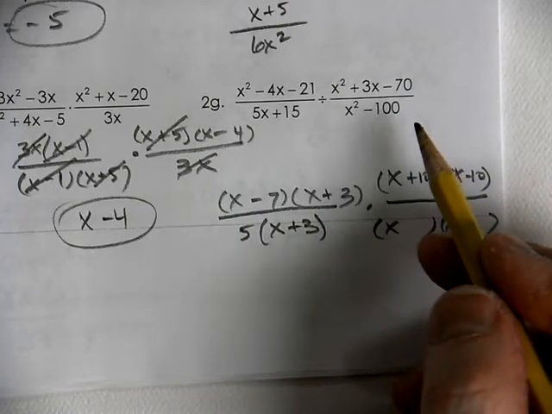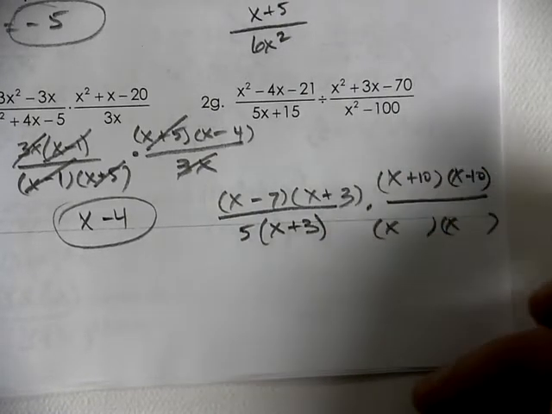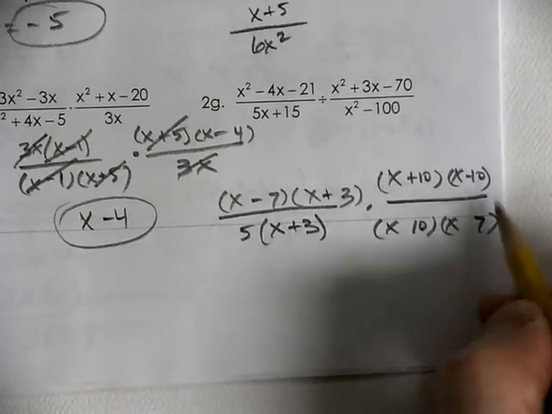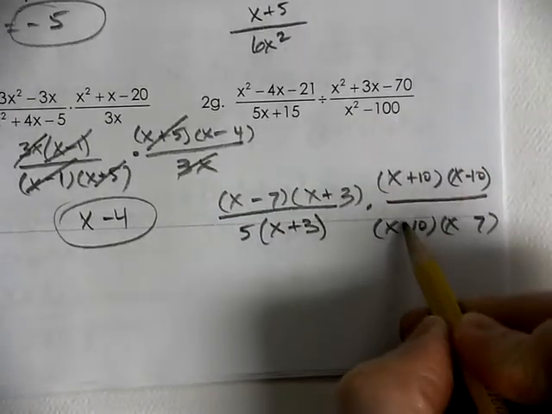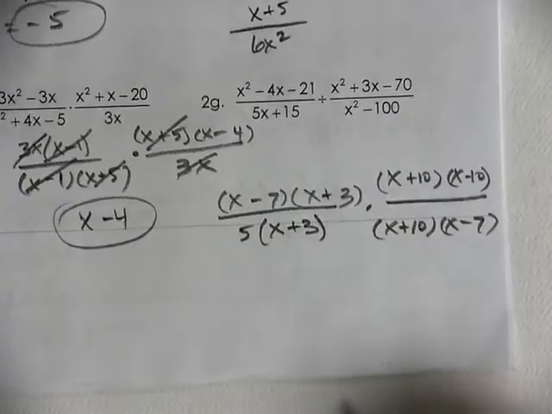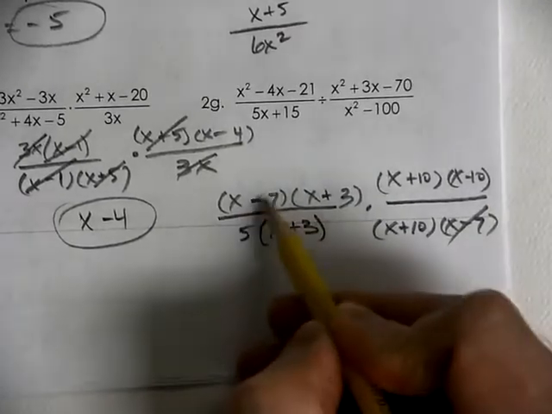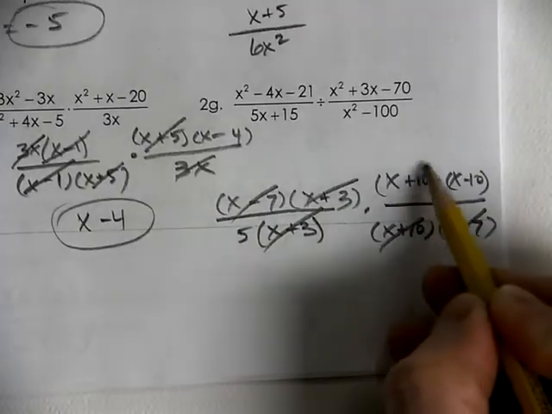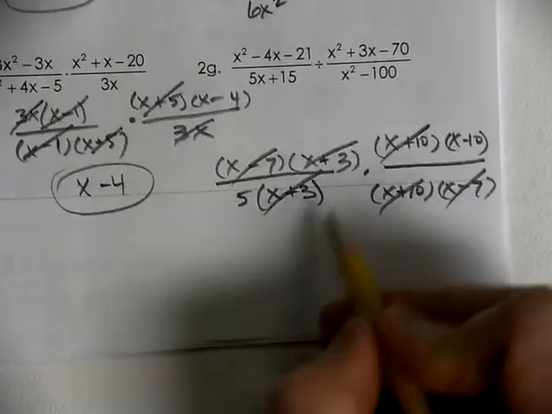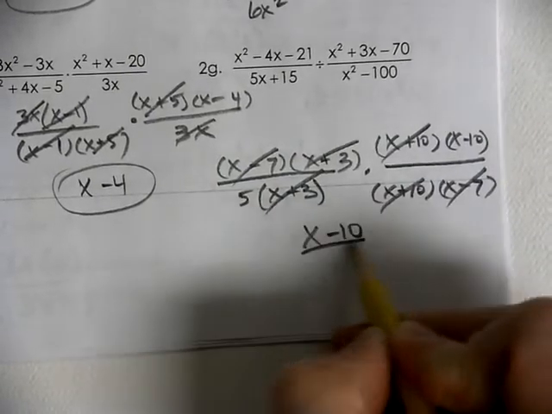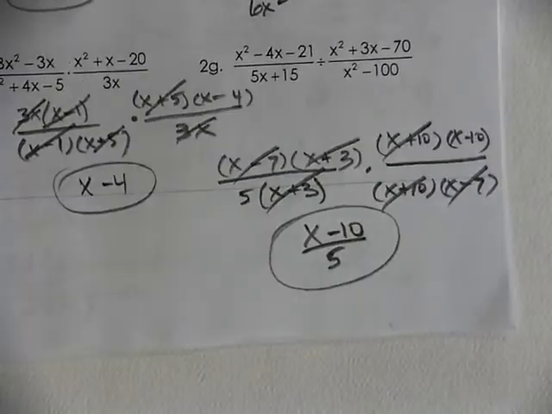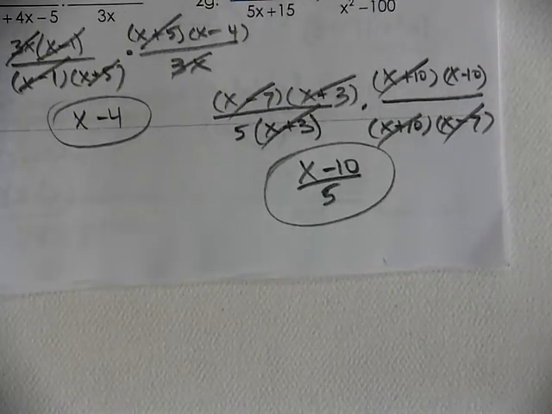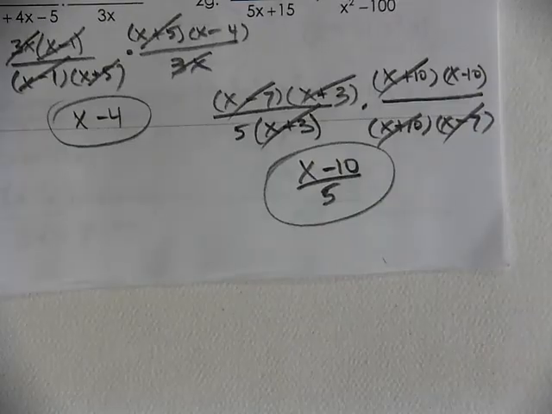To get 70, what is that, 10 and 7? That multiplies to be 70, and they're 3 apart. We need more positives, and we have negatives. So the x minus 7's cross off, the x plus 3's cross off, the x plus 10's cross off, and I'm left with x minus 10 over 5. Don't forget, you cannot reduce the 10 and the 5.